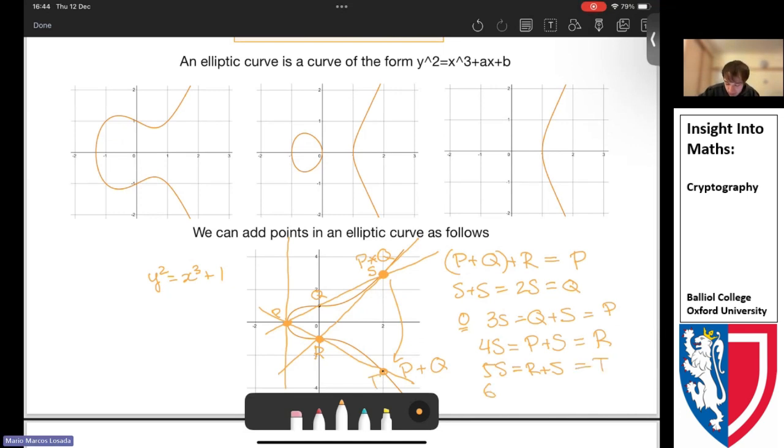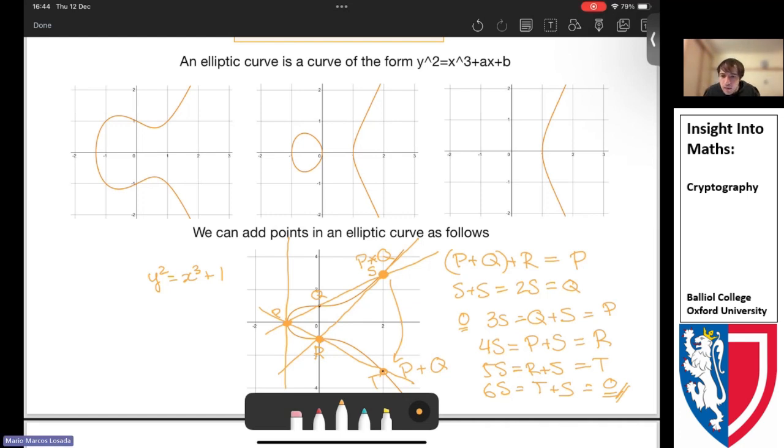And then if you want, you can keep going. This would be T plus S. And then if you do this, you'll get that actually the line through T and S doesn't intersect the curve again. So it intersects it at infinity. And so 6S is equal to the point at infinity.